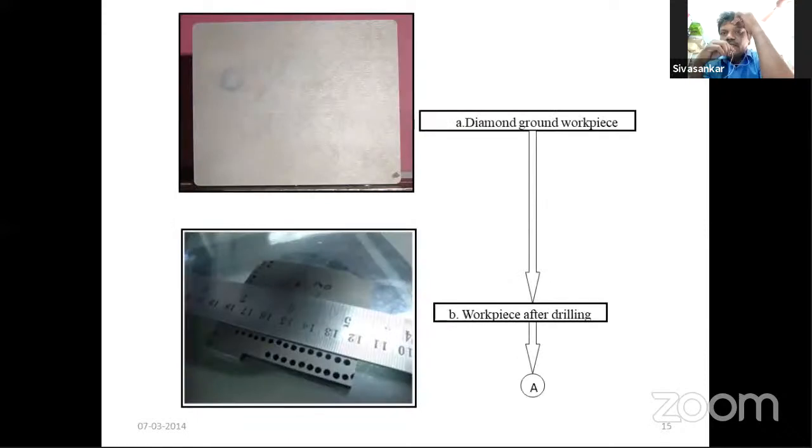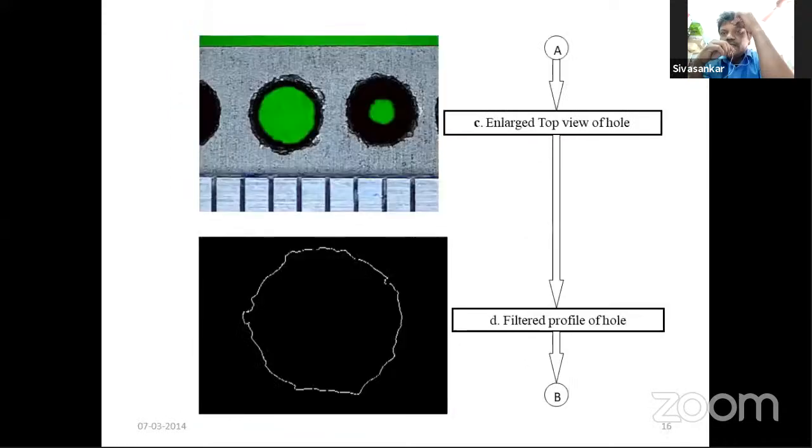This is also calculated by image processing, with similar techniques. The first diagram shows the unmachined component. The second one is the machined component, and there are a number of holes.